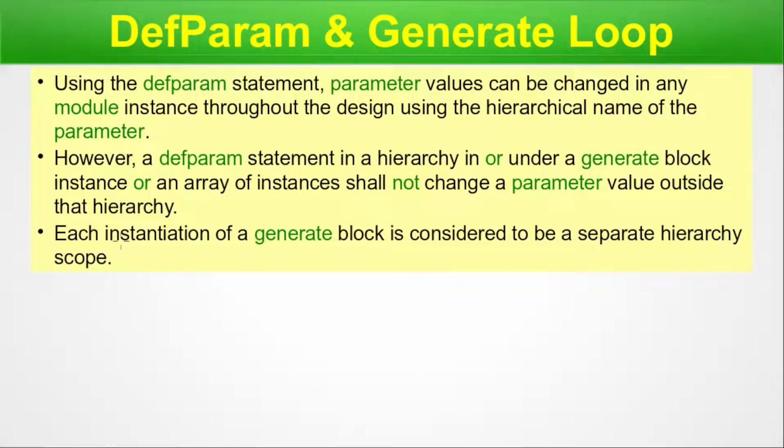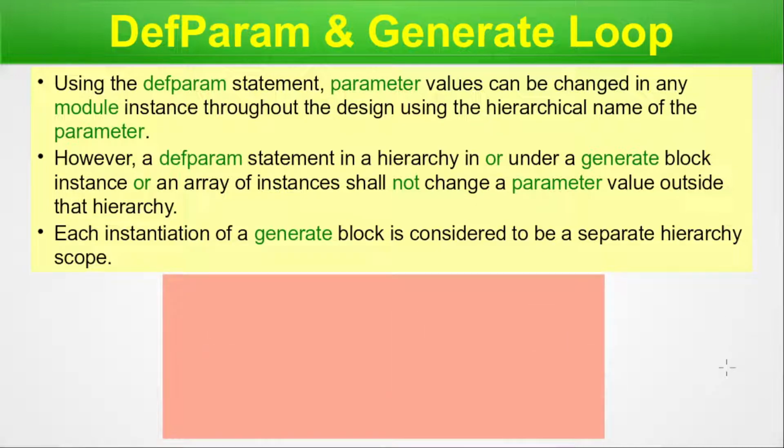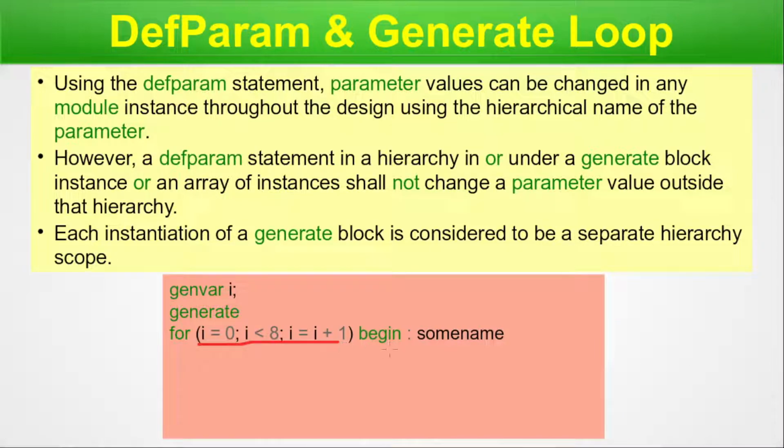Next, each instantiation of the generate block is considered to be a separate hierarchy scope. All these things will come out in the elaboration step and it has to be remembered. Now let us see a short and sweet example here. We have genvar i, we have generate, and here we have i equal to 0, i less than 8 and i equal to i plus plus. So this is the for loop counter, and we have a begin, and here we have given a name, that is some name. This is just a name for this particular for loop.